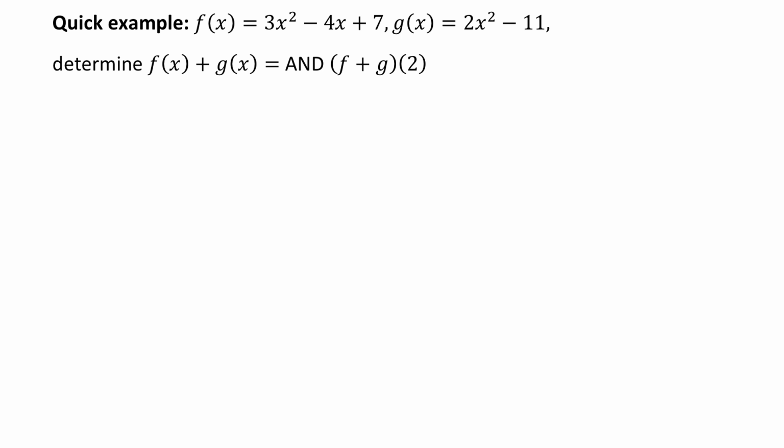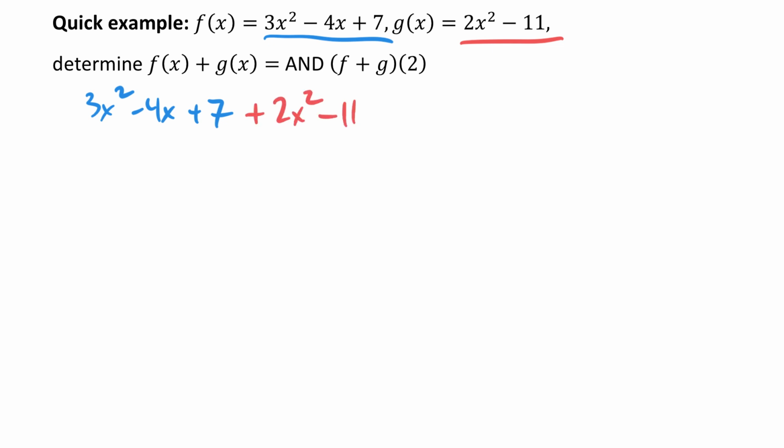All right, so we have 3x squared minus 4x plus 7, and then we have plus 2x squared minus 11. Well, those x squareds are going to group up to give you 5x squared minus 4x minus 4.